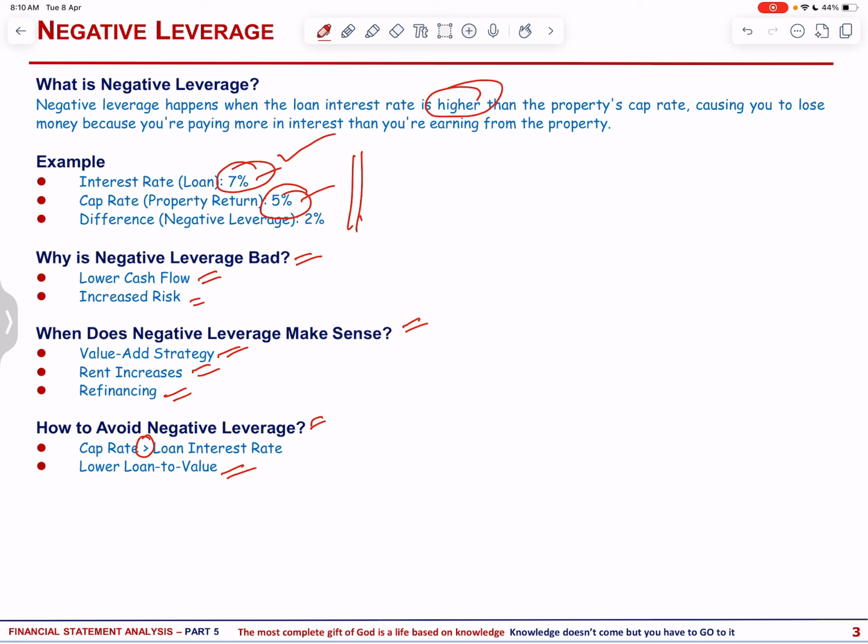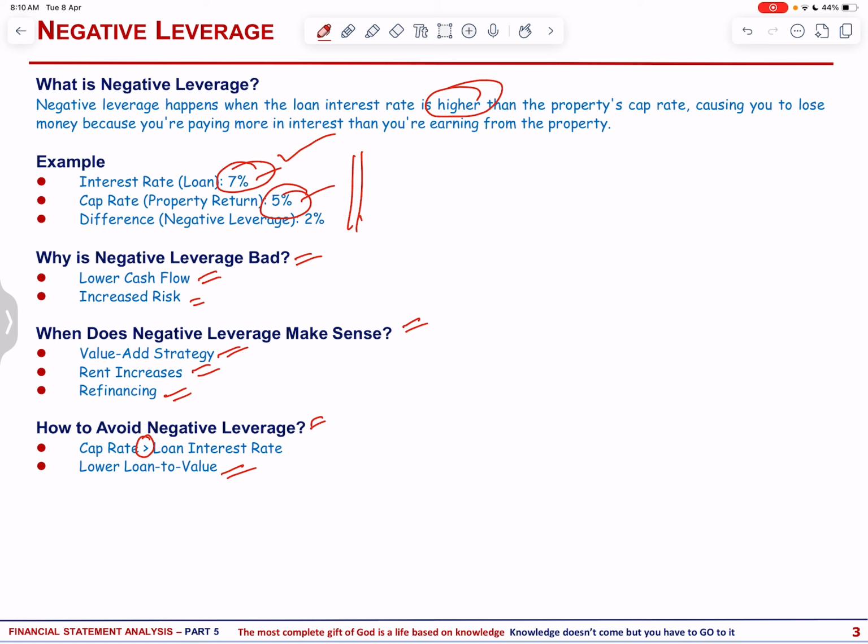Then lower loan to value. If you are concerned about negative leverage, consider buying smaller properties or properties with lower loan amounts. A lower loan to value means you are borrowing less, which reduces the impact of a higher interest rate. So, negative leverage is risky when your goal is consistent cash flow from rental properties.